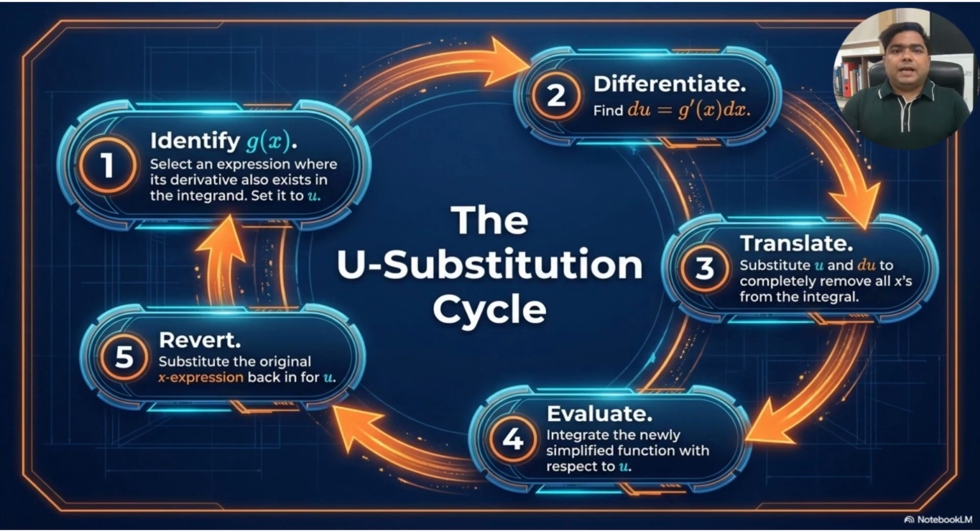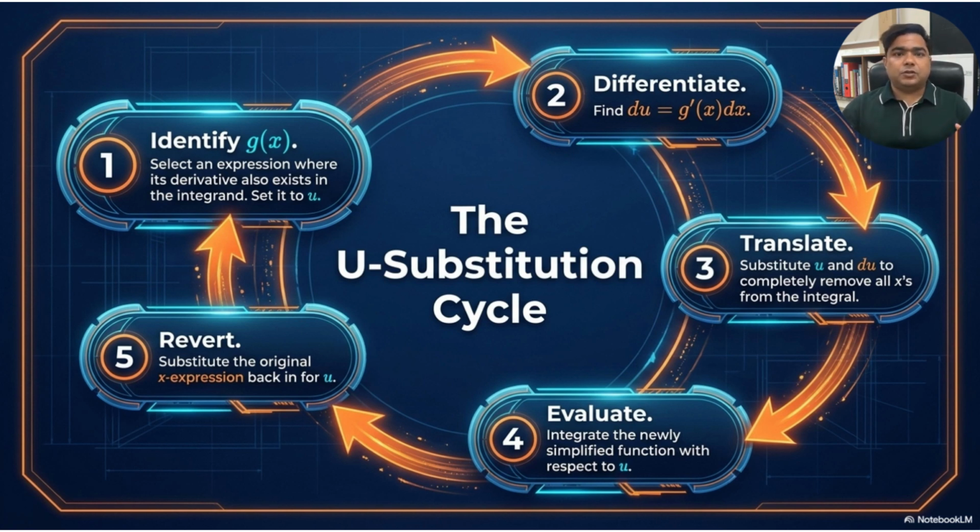This slide gives us a 5-step process for U-substitution. Step 1 is identify. We choose the inner function and call it u. Usually this is a function inside parentheses, under a root, inside a power, or inside another function. Step 2 is differentiate. After choosing u, we find du. In spoken form, we find the derivative of u with respect to x and then express it in differential form. Step 3 is translate.